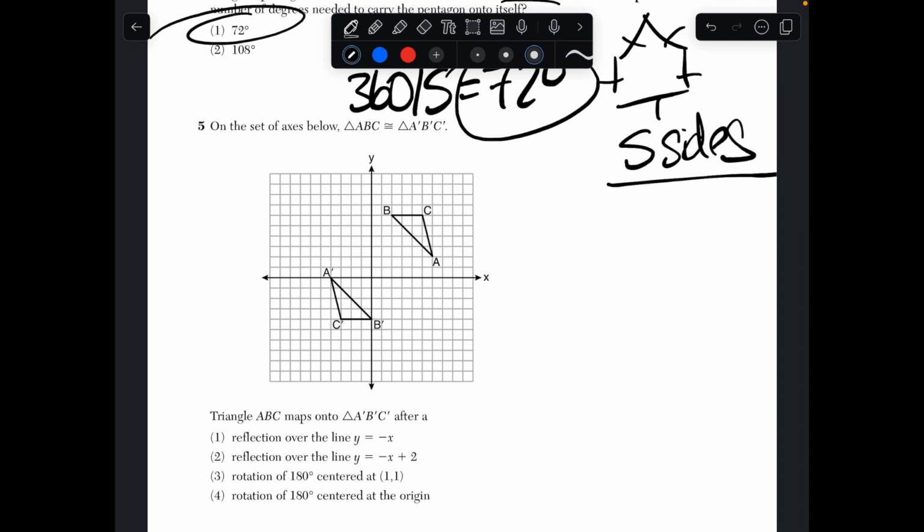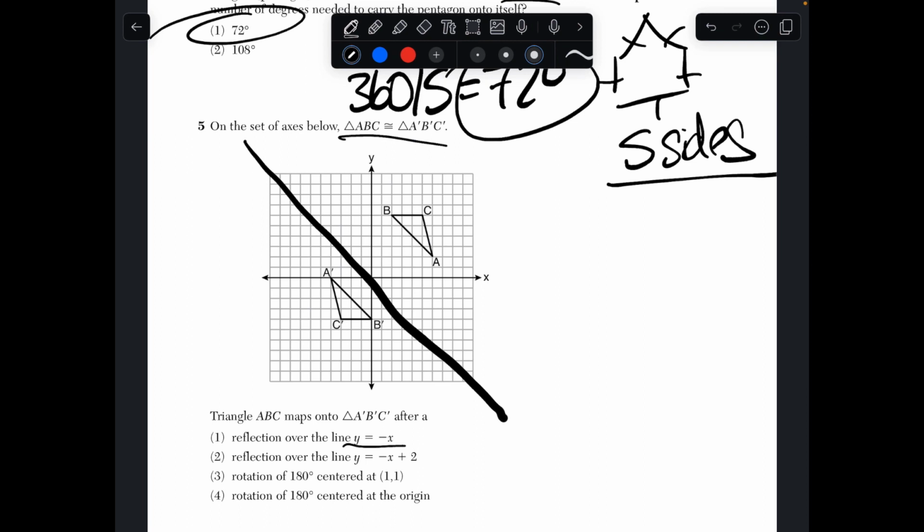Question 5. On the set of axes below, triangle ABC is congruent to triangle A prime, B prime, C prime. Triangle ABC maps onto triangle A prime, B prime, C prime after what? So this is a problem of congruency. That means a rigid motion must have been happening, so it preserves angle and distance measure, so no dilations. But if we look at the answer choices, a dilation is not listed, so we cannot cross any off at this moment.